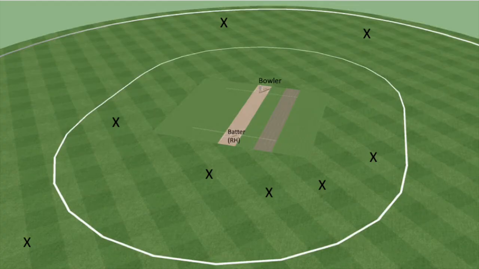Let's give it a try. Let's have a look at this cricket pitch here. You can see the batter at one end, they are right-handed, and a bowler at the other end of the cricket pitch. You also have 8 other fielders on the ground. You have 2 extra fielders to put onto the ground. Where would you put them and why? Keep in mind, we want to close off or reduce the space for the batter to hit into.